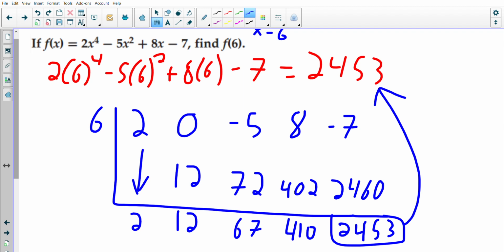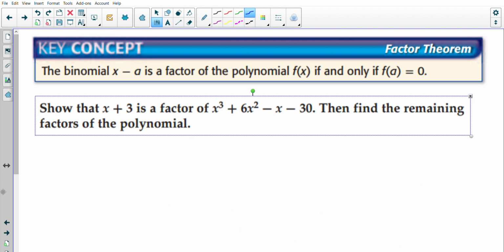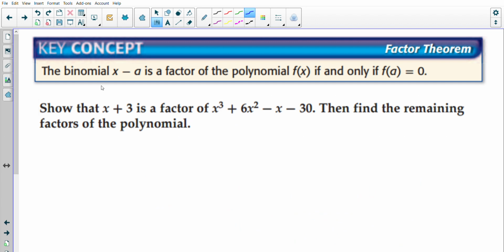Okay, so now the binomial x minus a is a factor of the polynomial f of x if and only if f of a equals 0. So if we do the same thing and use synthetic division and get 0, that means we could literally factor it nicely. So show that x plus 3 is a factor of x cubed plus 6x squared minus x minus 30. Then find the remaining factor. So they're telling us it is a factor. So x plus 3 is a factor. It's telling us that, show that it is.